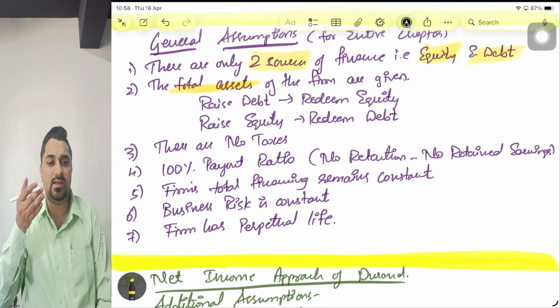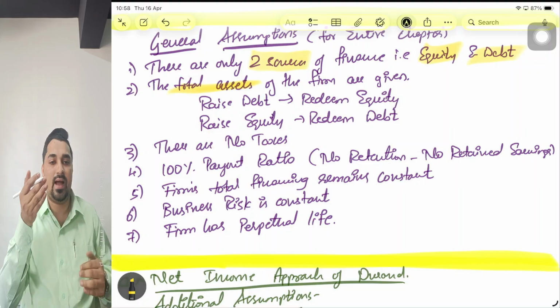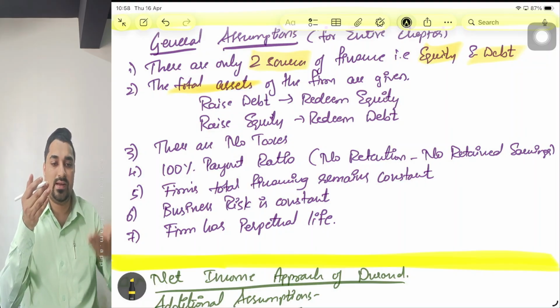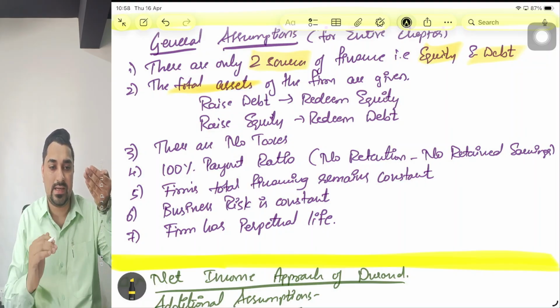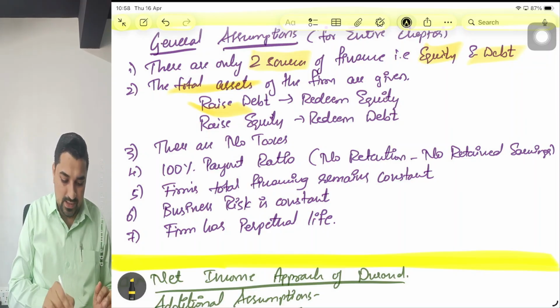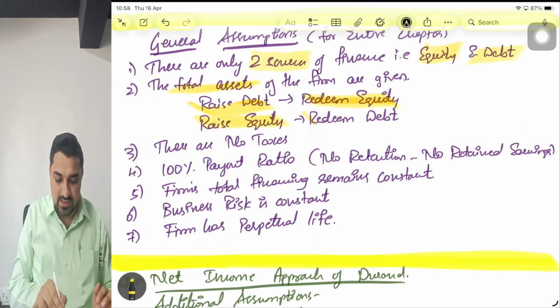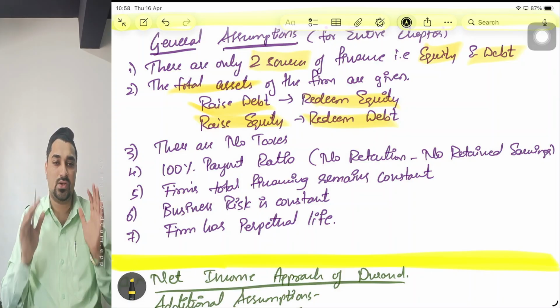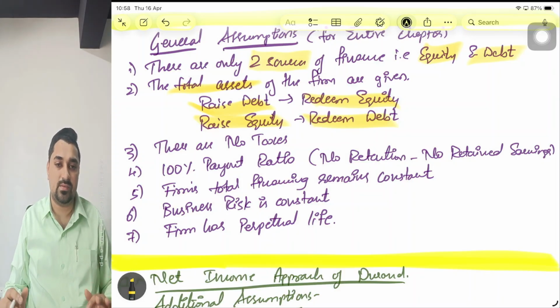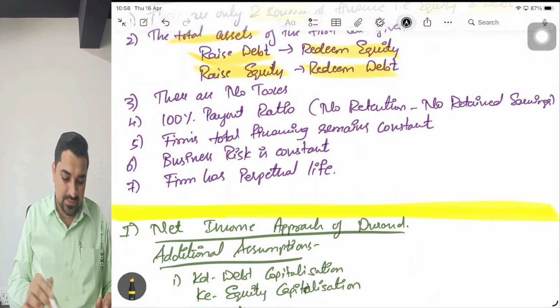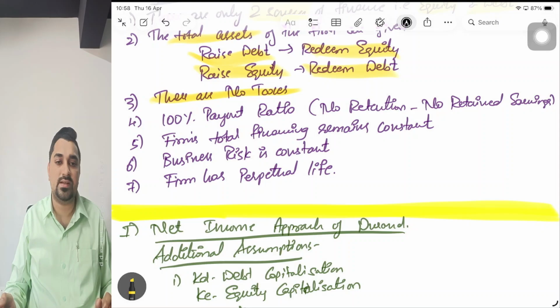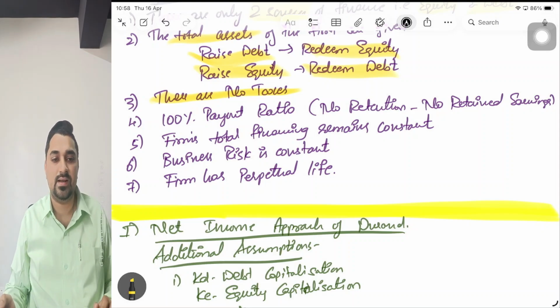Whenever I raise money in the form of debt, what will I do with that money? I redeem equity. And whenever I raise money in the form of equity, what will I do? I'll repay debt. Understood? When I raise equity, I'll redeem debt. When I raise debt, I'll redeem equity. The total assets and the total capital requirement of the firm is given and it is constant. Next, a very important unrealistic assumption: there are no taxes, but in the real world, there are taxes.